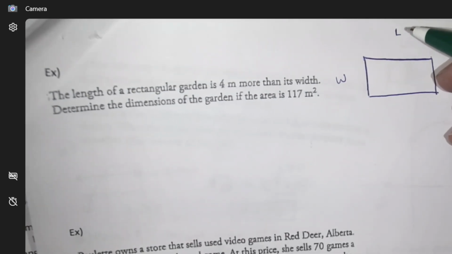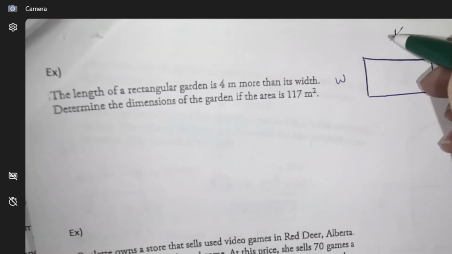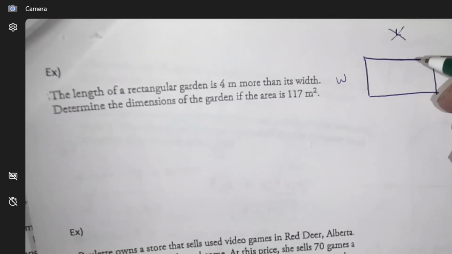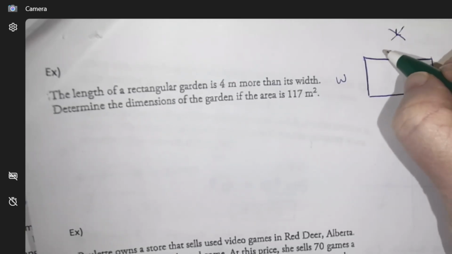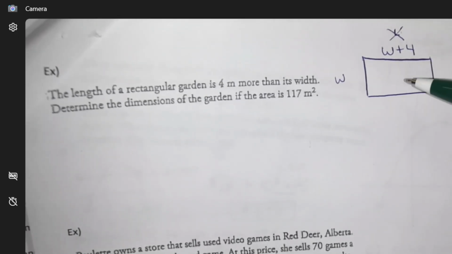But I'm going to exchange the length for, what do I know about the length? What else do I know about the length that I could replace it with? How do you say in math it's 4 meters more than the width? Does that make sense in math? It's 4 meters more than the width. So this is the length, but when you do quadratics, you don't want a lot of variables, right? You can only be working with one letter there.